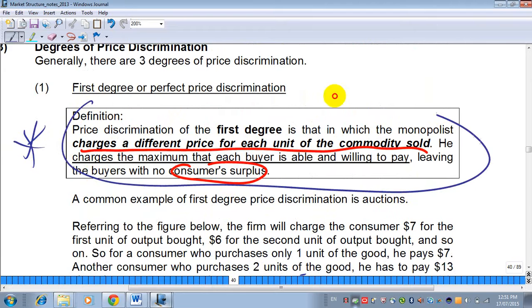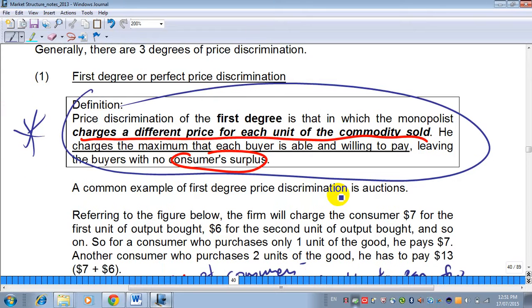Let's go back to the definition. It is where the monopolist charges a different price for each and every unit of the commodity sold. He charges the maximum price that each buyer is willing and able to pay. There is no consumer surplus at all. The producer benefits, the consumer loses out, right? Okay, and why do I need to recap on this to help you understand this? Because it would have a big impact on whether or not you can understand the costs and benefits of first degree price discrimination.